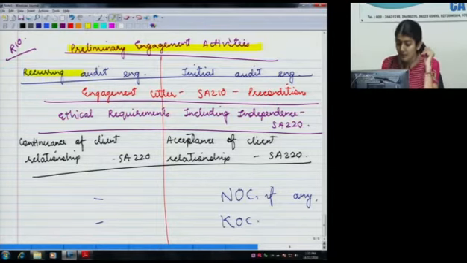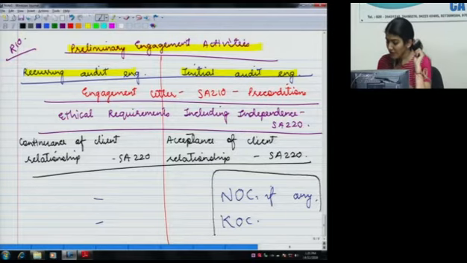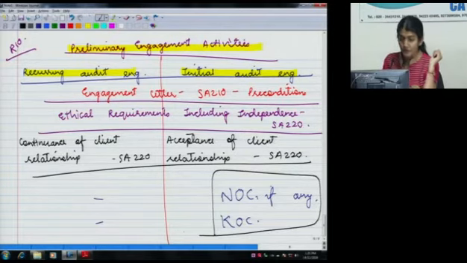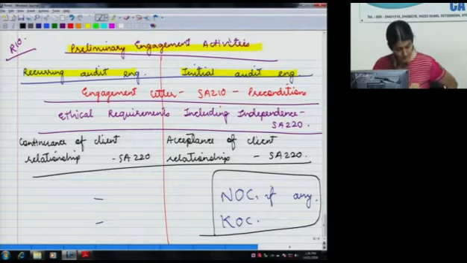And so preliminary engagement activities. Recurring audit engagement and initial audit engagement. Right, so 2 additional points for initial audit engagement, NOC and KOC. 2 additional points for initial audit engagement. What are those? NOC and KOC.